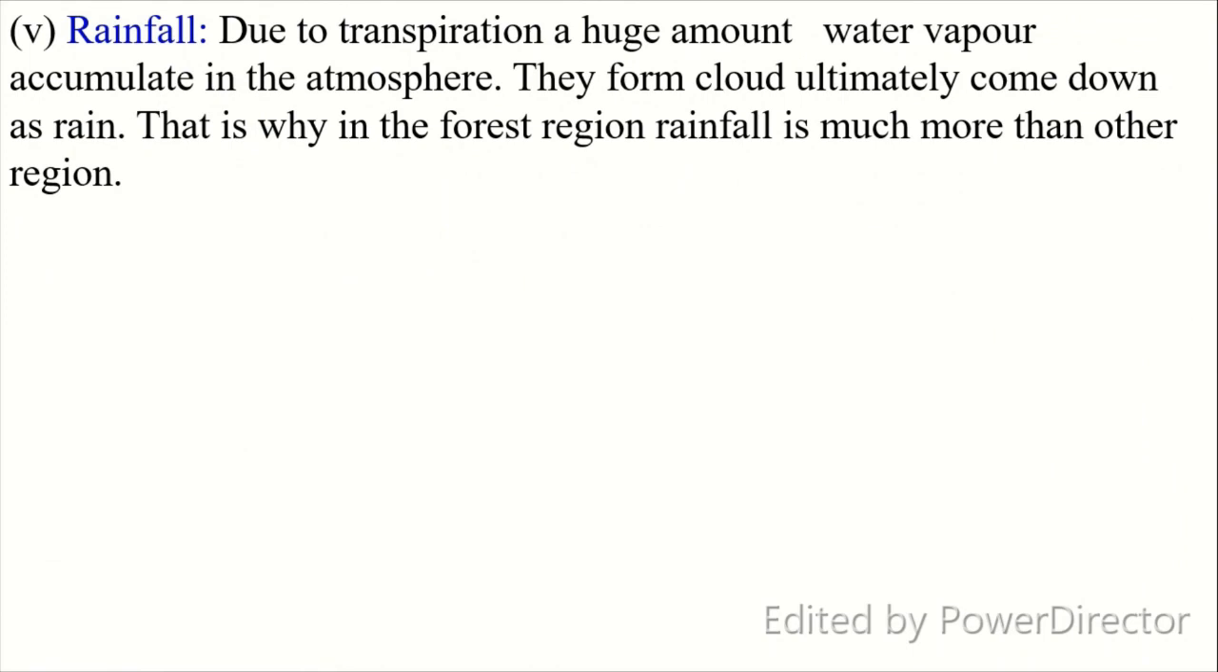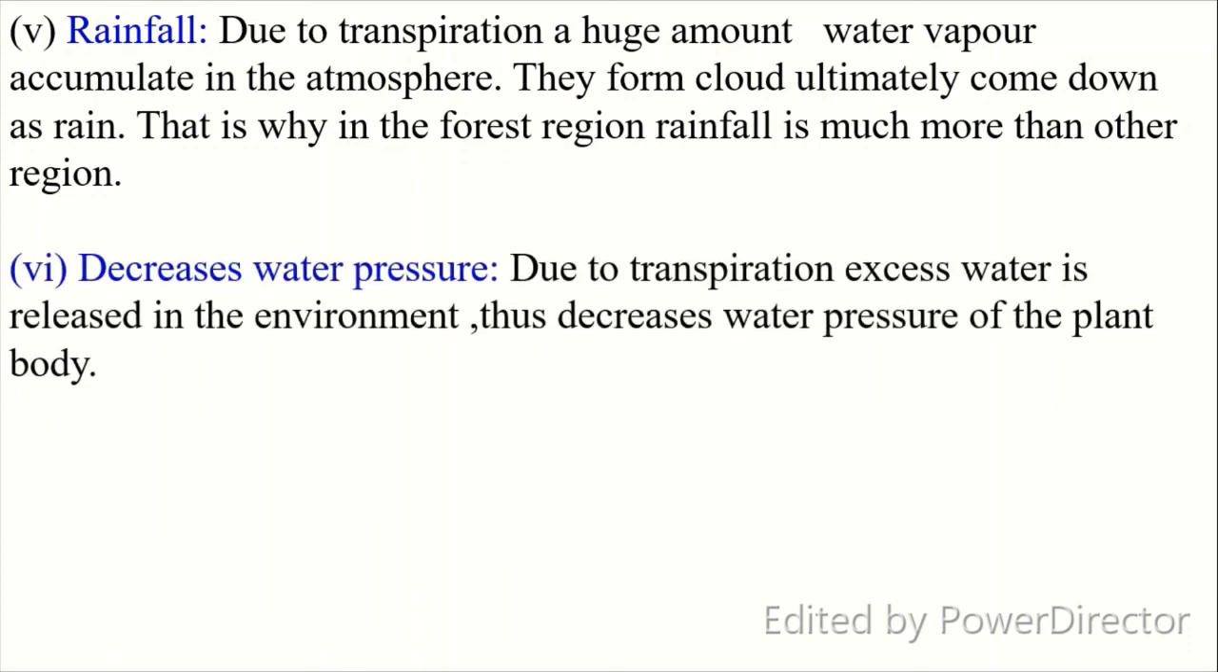The next one is rainfall. Due to transpiration, a huge amount of water vapor accumulates in the atmosphere through the stomata. They form clouds, which ultimately come down as rain. That is why in forest regions, rainfall is much more than in other regions. Decrease in water pressure: due to transpiration, excess water is released into the environment, thus decreasing the water pressure of the plant's body.